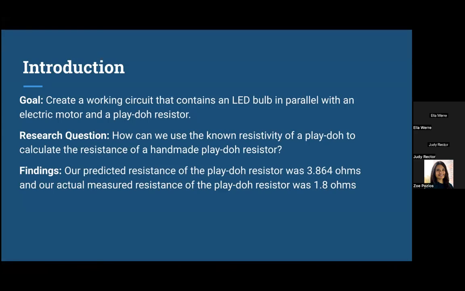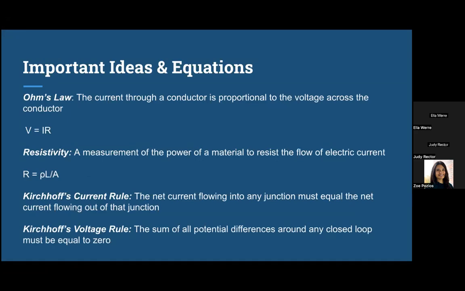So in introduction, the goal of this formal lab was to create a working circuit that contains an LED bulb in parallel with the electric motor and a Plato resistor. The research question we had in mind was how to use the known resistivity of Plato to calculate the resistance of a handmade Plato resistor. Our predicted resistance of the Plato resistor was 3.864 ohms, and our actual measured resistance of the resistor was 1.8 ohms.